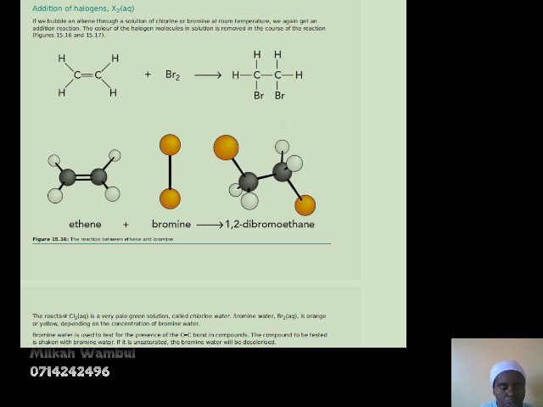If you react the alkene with chlorine water, which is usually a pale green solution, the chlorine water is decolorized in the presence of an alkene. If you bubble an alkene through bromine water, which is orange in color, the bromine water is decolorized. Bromine water is decolorized by the presence of an alkene.